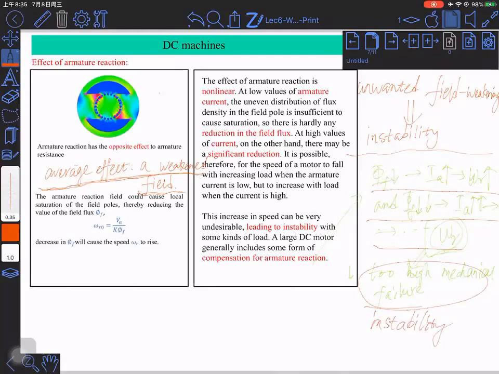What is the solution? The solution is still compensation windings. If we put compensation windings inside the stator, those compensating windings will create a magnetic field which is just enough to overcome the rotor magnetic field. Then we solve two problems. The first problem is the sparking and the shortening of the commutator and brushes life. And the second problem is the possible instability caused by unwanted field weakening.